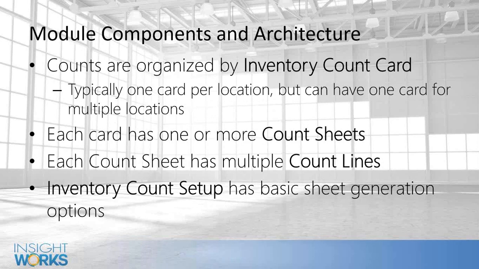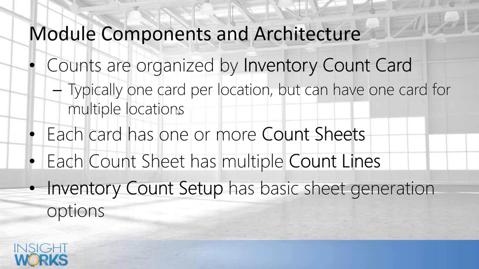So the first step is just to look at how the thing is laid out. We start out with an inventory count card. The inventory count card really is the container for everything we're doing on the count. It's what we use to manage the information for that specific inventory count. And as it says here, it's typically one card per location. So if you have multiple warehouses, you would create one inventory count card per warehouse.